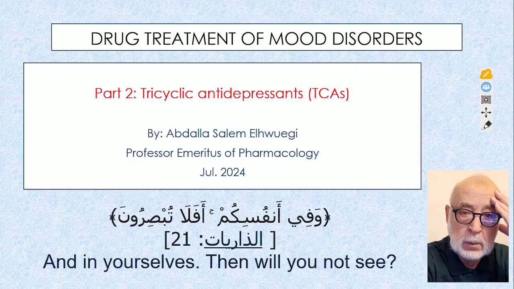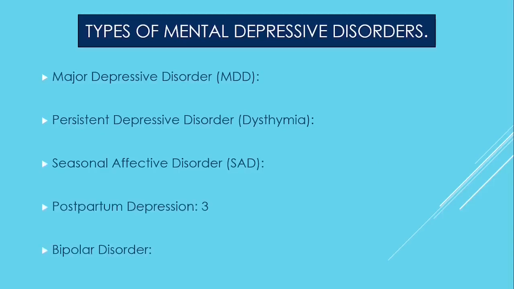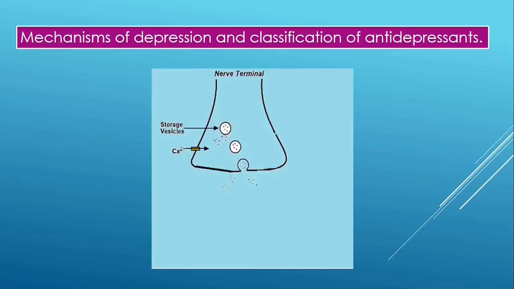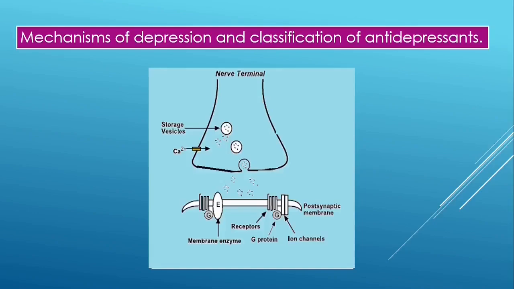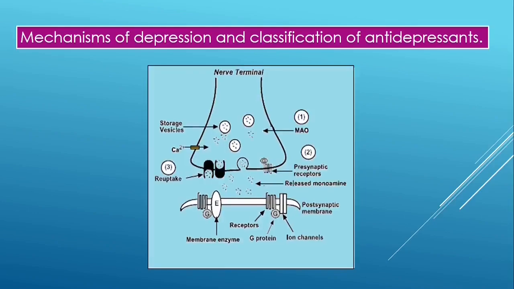Today's presentation we are going to talk about the pharmacological profile of specific tricyclic antidepressants. In my last presentation, we talked about the different types of depression, mental depression. We talked about the mechanism of action of antidepressants and how most of them act by increasing the availability of the monoamine at the synapse, and this, as we have discussed, will result in adaptive changes in the sensitivity of the presynaptic and postsynaptic receptors.